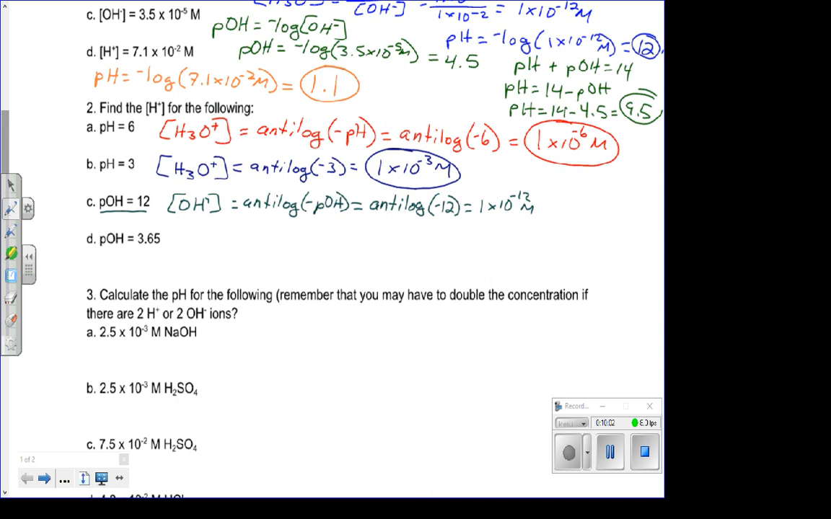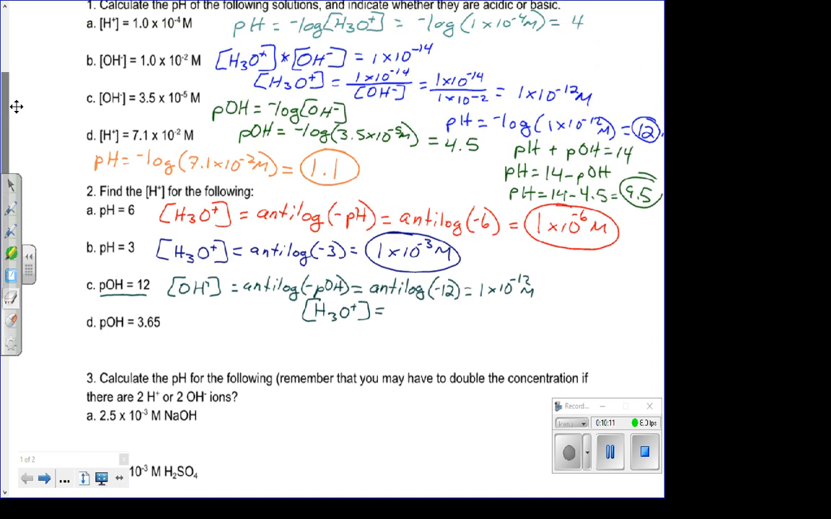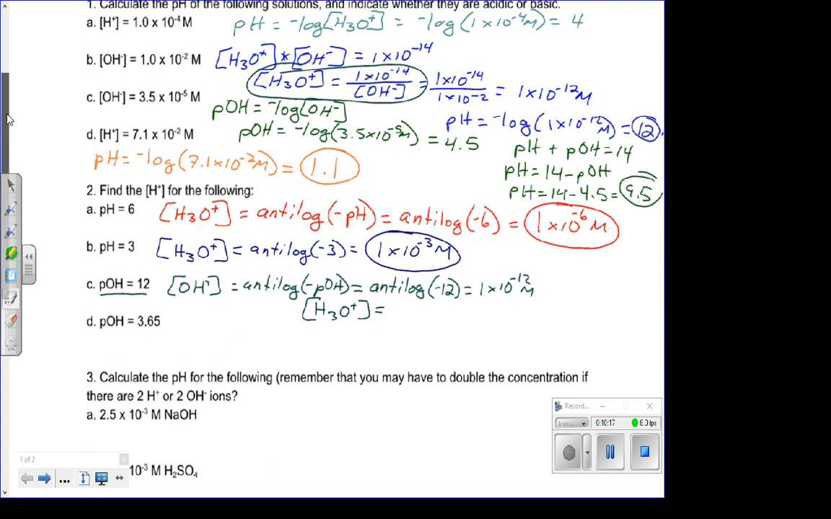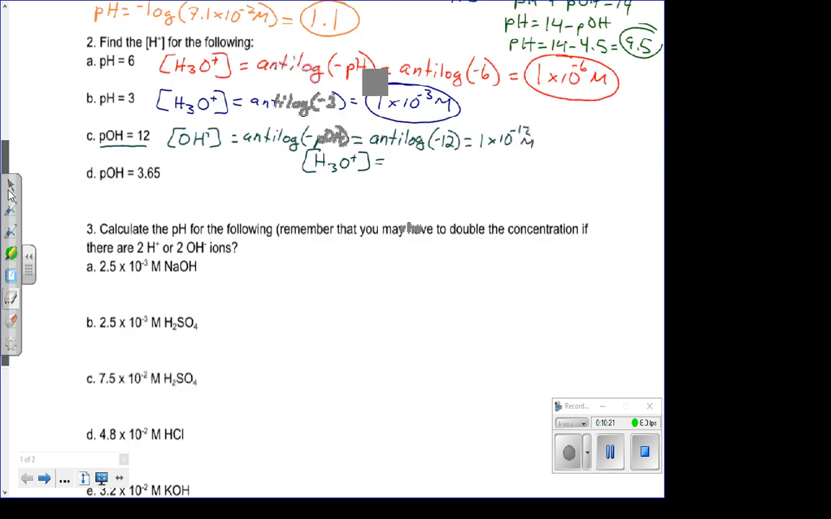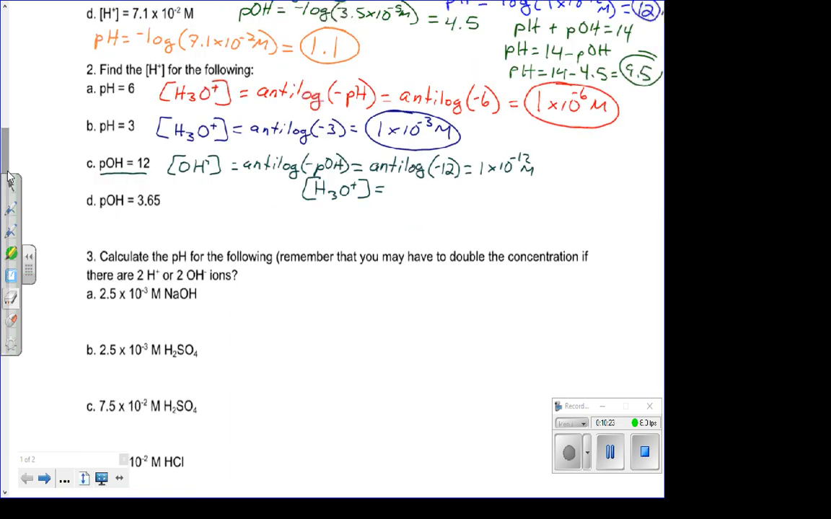From there, to get the hydrogen or hydronium ion concentration, we go back to this thing. Since hydronium and hydroxide concentrations always multiply to 1 times 10 to the negative 14th, we can take 1 times 10 to the negative 14th and divide it by the OH concentration.